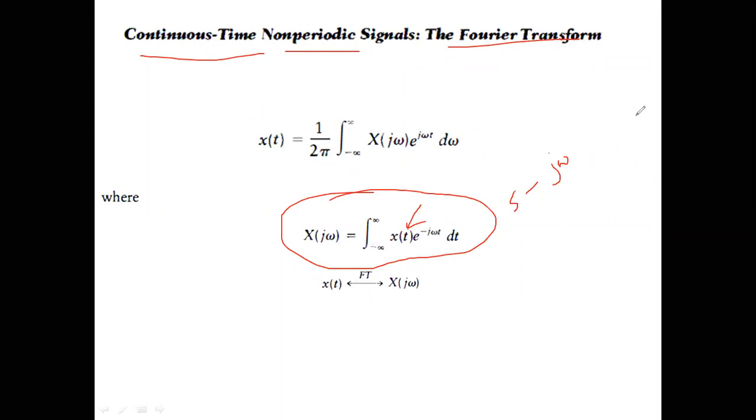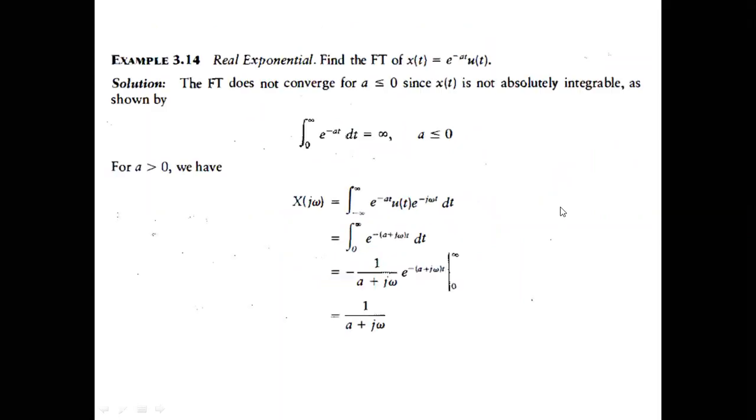So let us see an example in the continuous time Fourier transform. We remember this simple example, right? See, e to the power minus at. What is the Fourier transform or Laplace transform? 1 divided by s plus a, right? Is that the formula? 1 divided by s plus a.